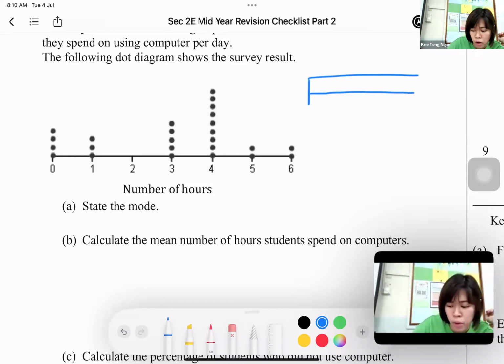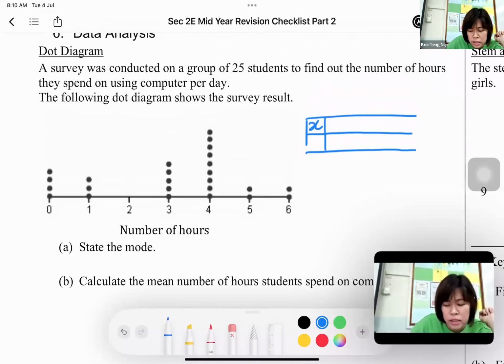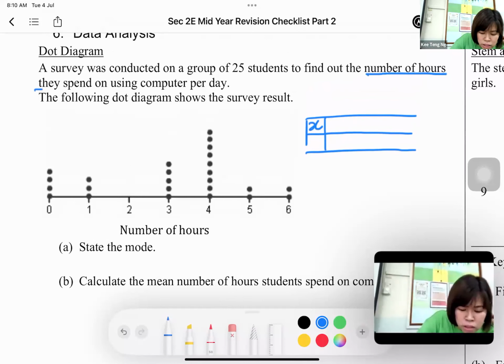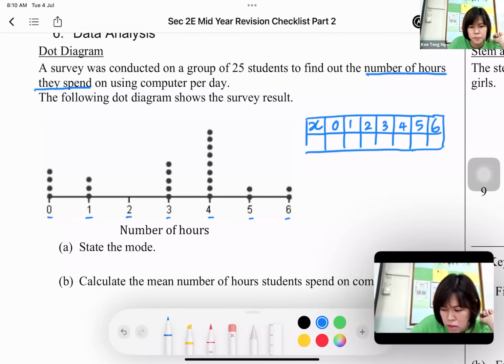What is this table of values? First is the X, the data value. What is the data we are collecting? The data is the number of hours they spend. So the number of hours will be 0, 1, 2, 3, 4, 5, and 6.